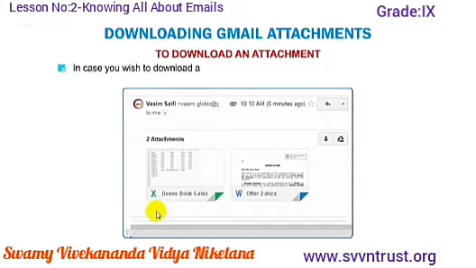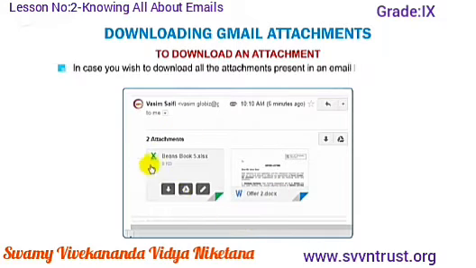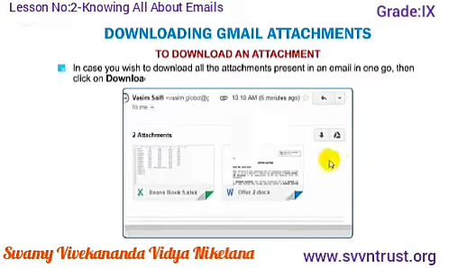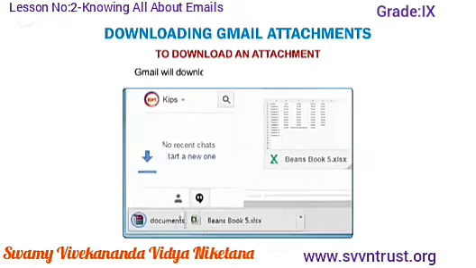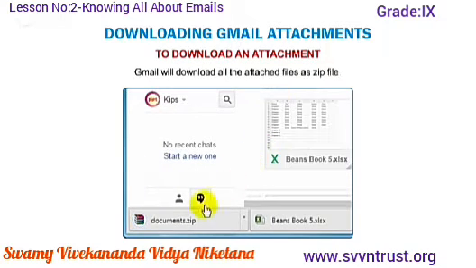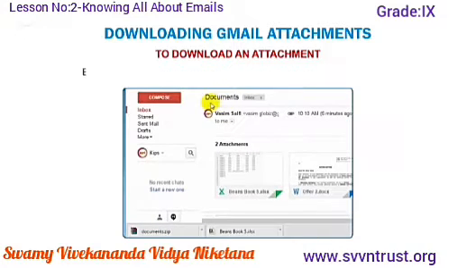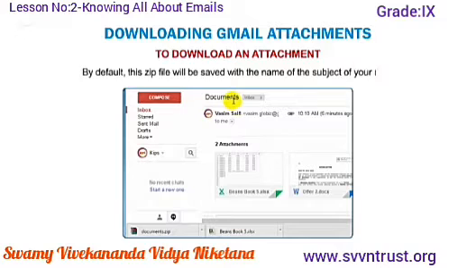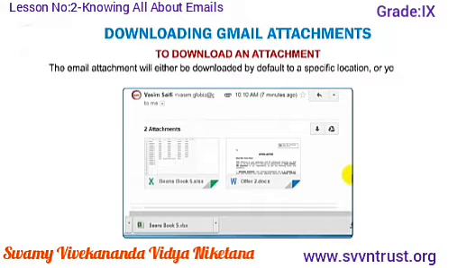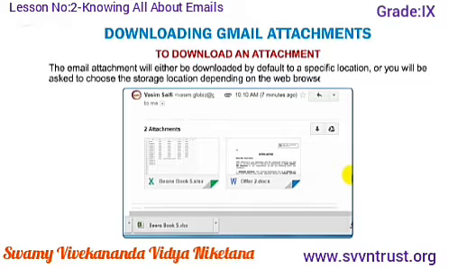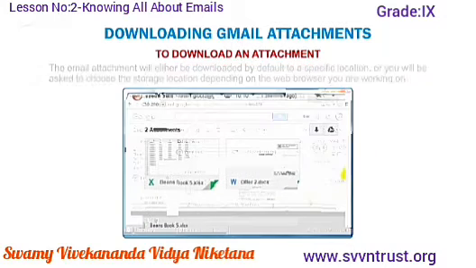In case you wish to download all the attachments present in an email in one go, then click on Download All Attachments link. Gmail will download all the attached files as zip file. By default, this zip file will be saved with the name of the subject of your mail. The email attachment will either be downloaded by default to a specific location, or you will be asked to choose the storage location depending on the web browser you are working on.